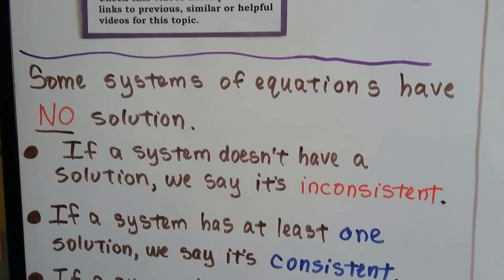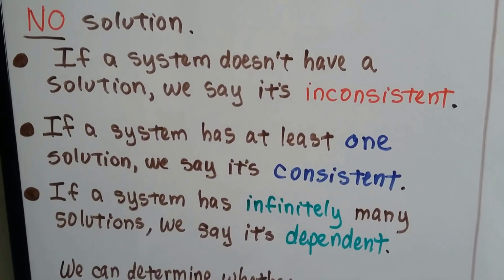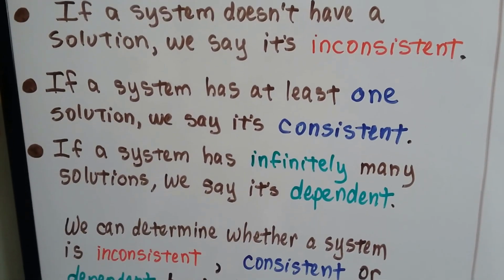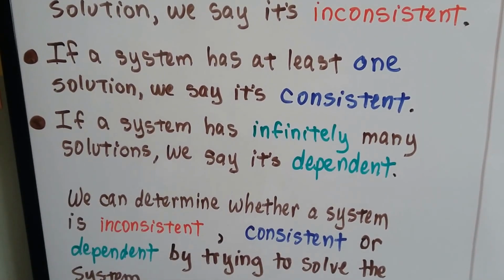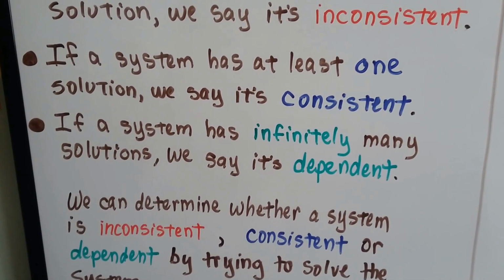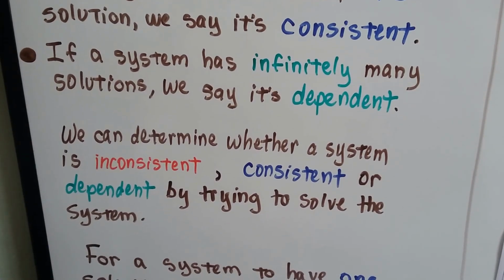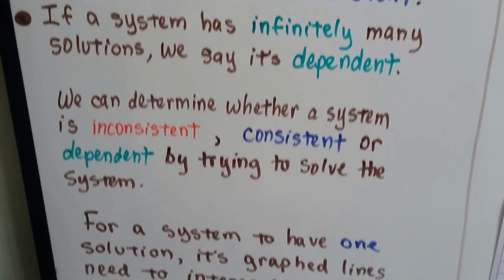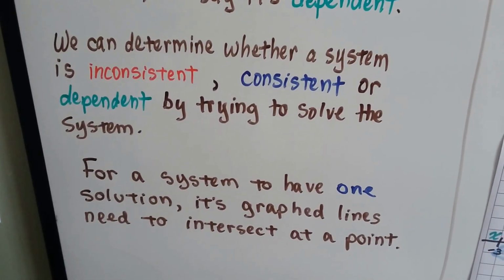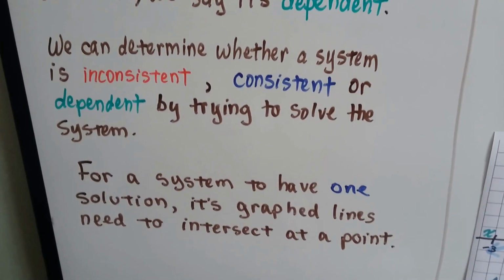Some systems of equations have no solution, and if a system doesn't have a solution, we say it's inconsistent. If it has at least one solution, we say it's consistent, and if it has infinitely many solutions, we say it's dependent. We can determine whether a system is inconsistent, consistent, or dependent by trying to solve the system. And for a system to have one solution, its graphed lines need to intersect at a point at x and y. So here's our first system of equations.